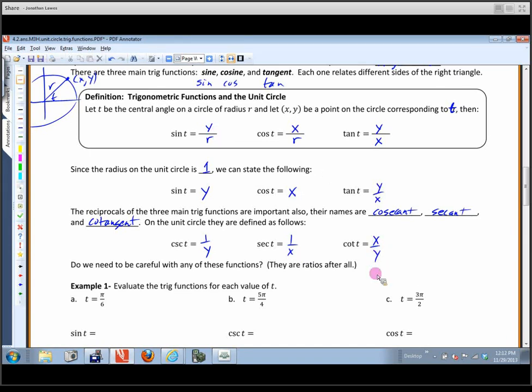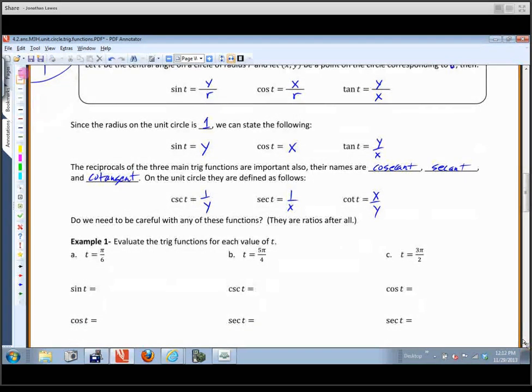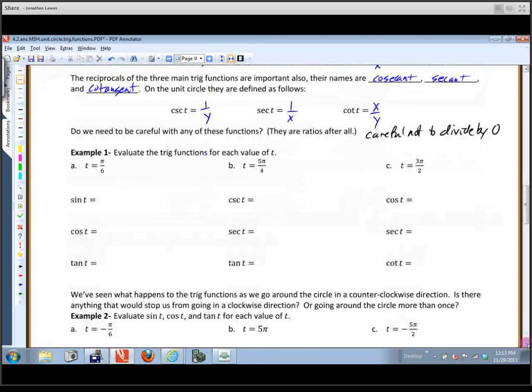Now, I've got a question for you. Do we need to be careful with any of these trig functions? Let's take a good look at each one of these. Each one of these, even in this definition, involves some sort of ratio, some sort of fraction. We need to be careful not to divide by 0. We're going to have a domain issue. We're going to have a problem figuring out an answer if any one of these ends up being divided by 0. So let's take a look at example number 1.